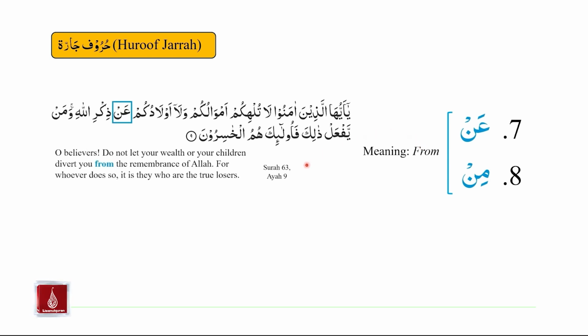In Surah number 63, ayah number 9, Allah subhanahu wa ta'ala says, O believers, do not let your wealth or your children divert you from the remembrance of Allah. For whoever does so, it is they who are the true losers. In this ayah, the meaning of from comes from this harf jar, an. And after an, we will immediately see an ism that is Majrur. Zikri is Majrur because it follows a harf jar which is an.